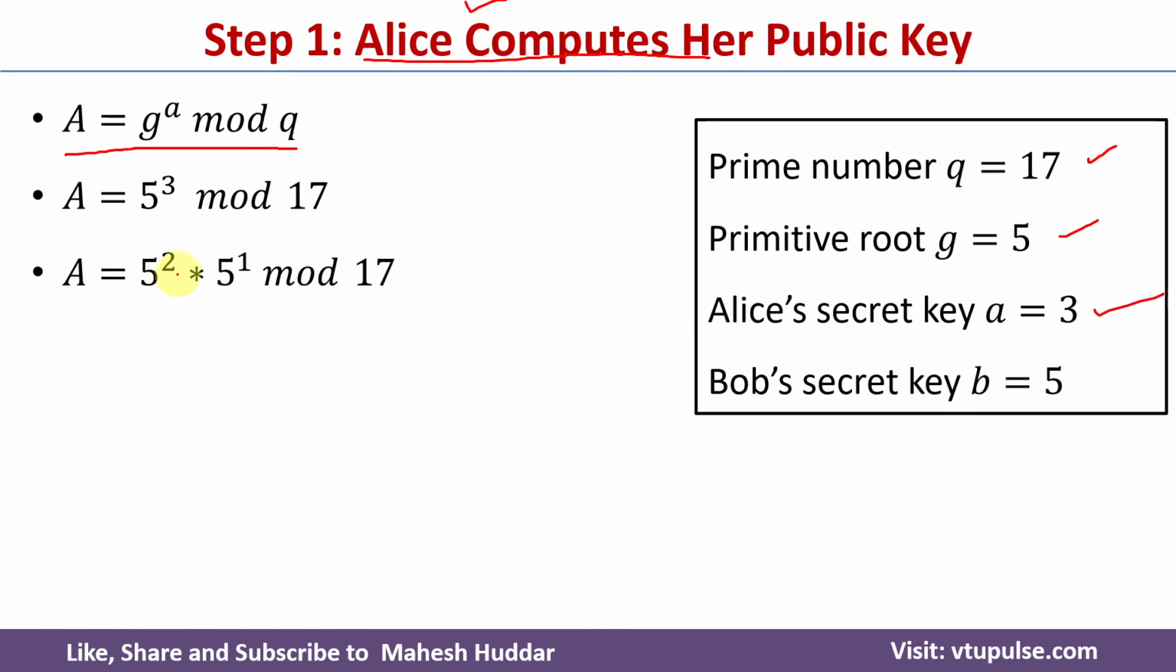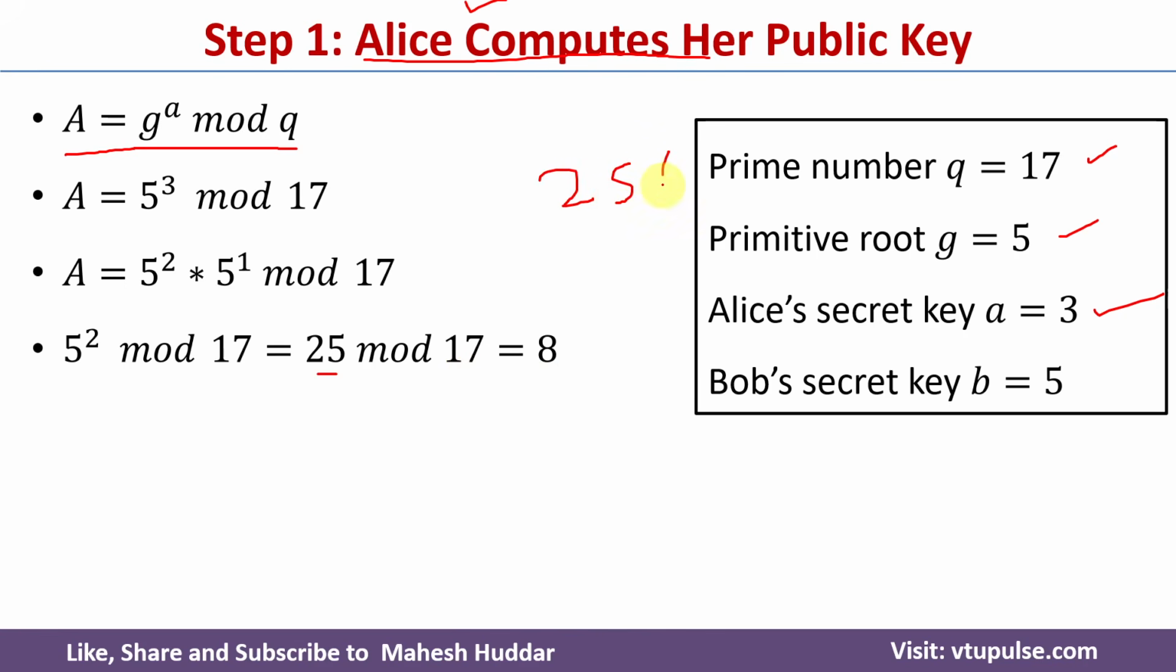First we will calculate 5^2 mod 17. 5^2 is nothing but 25. 25 mod 17: 17 ones are 17, so the remainder is 8. So 5^2 mod 17 will be 8 because the remainder is 8.